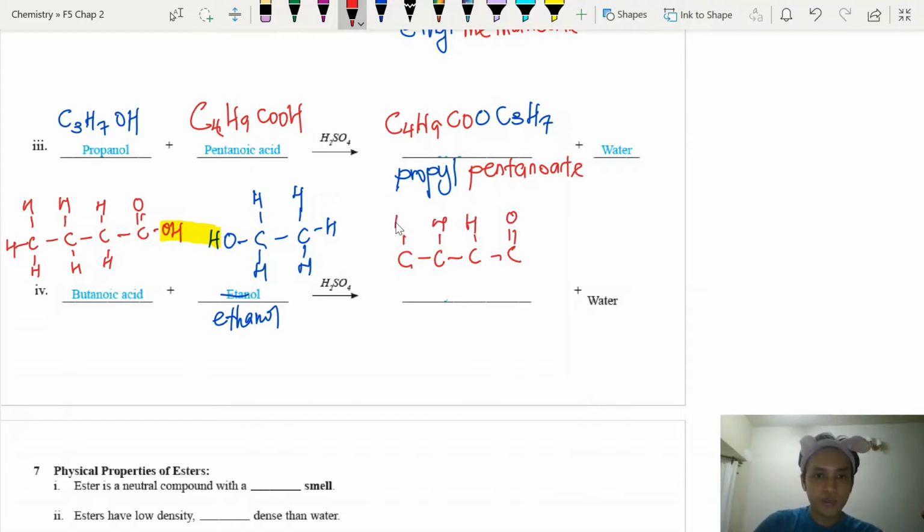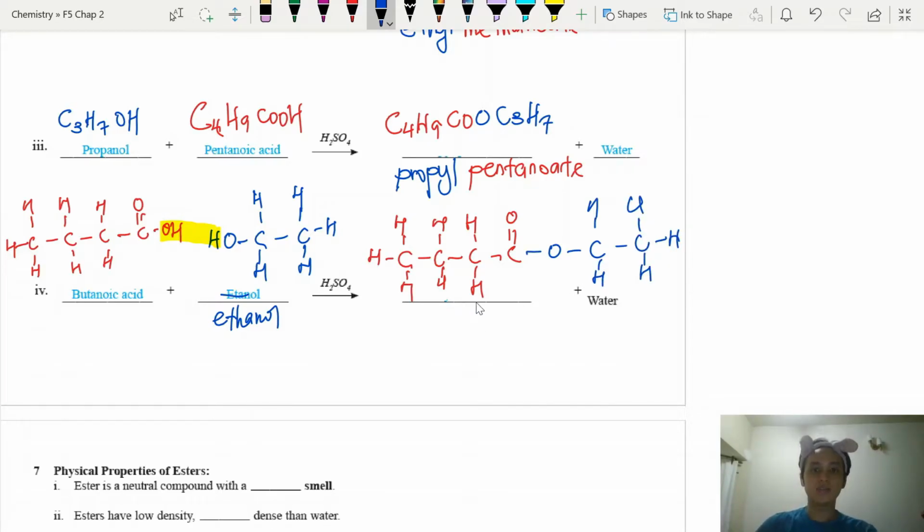When you draw the structural formula, it's going to take some time, but be patient. Don't draw the wrong structural formula. Better safe than sorry. Slow and steady, no problem. Here the name will be: ethanol becomes ethyl, and butanoic acid becomes butanoate.